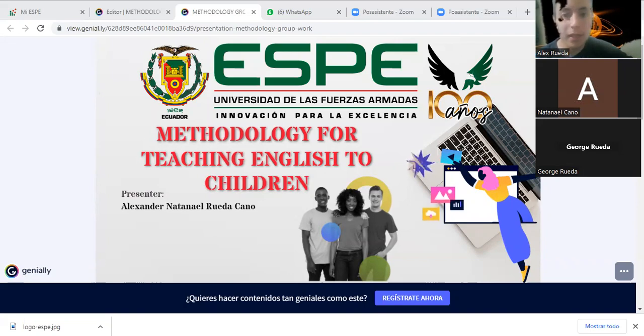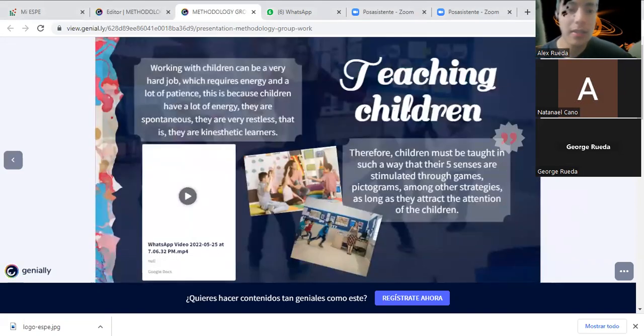Let's begin. Teaching children. Working with children can be a very hard job which requires energy and a lot of patience. This is because children have a lot of energy. They are spontaneous and they are very restless. That is, they are kinesthetic learners. Therefore, children must be taught in such a way that their senses are stimulated through games, songs, among other strategies to attract the attention.